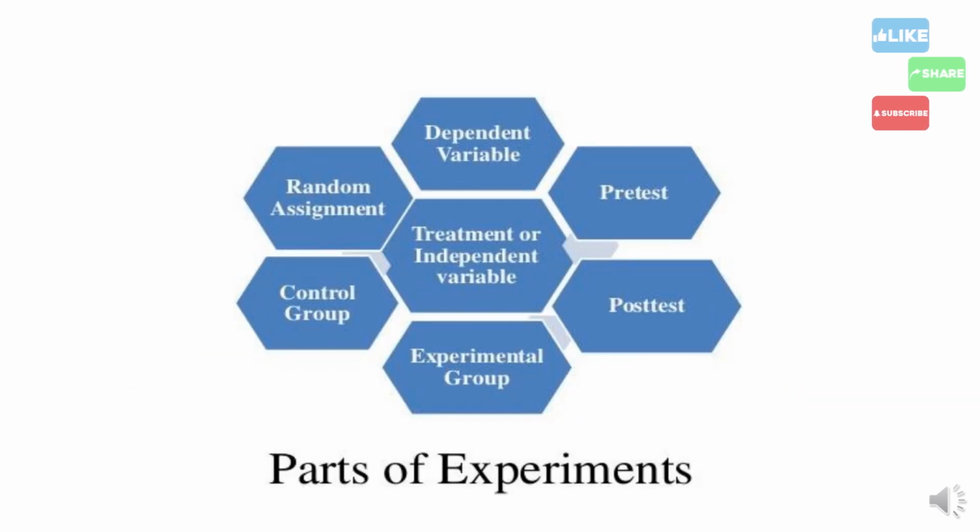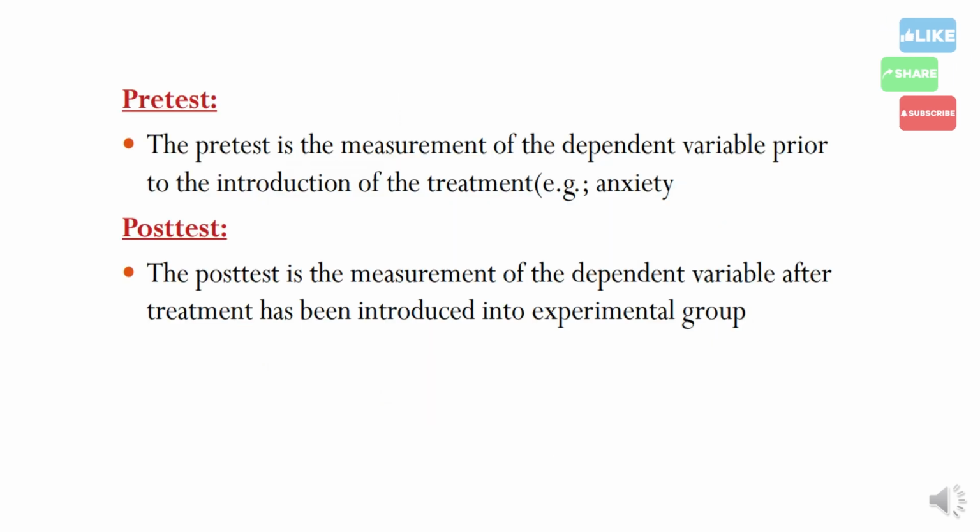Now there are some parts of an experiment including dependent variable, pre-test, post-test, experimental group, control group, and random assignment. The treatment we can say is the independent variable. So what is a pretest? The pretest is the measurement of the dependent variable prior to the introduction of the treatment.